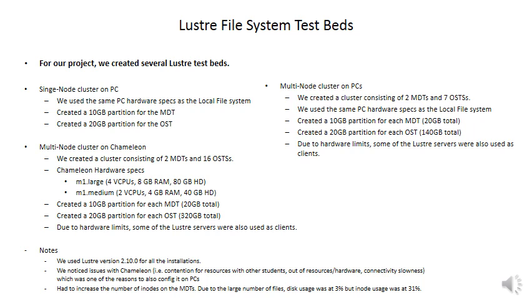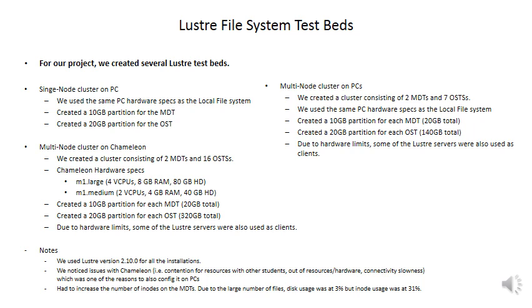We created several test beds for our Lustre file system. The first one was the single node cluster on a PC. On this PC, we installed the Lustre server and client applications using the same PC hardware that we had during the local file system. We created a 10 gigabyte MDT partition and a 20 gigabyte OST partition for use by the Lustre file system. For the multi-node cluster on the PC, we created 2 MDTs and 7 OSTs. Each MDT consisted of the same 10 gigabyte partition, and each OST consisted of the same 20 gigabyte partition, for a total of 140 gigabytes of storage.